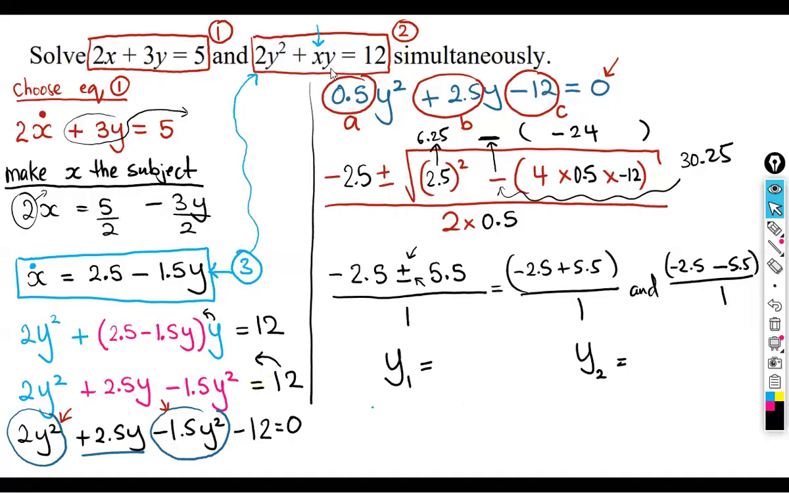First answer is minus 2.5 plus 5.5. 3 is my first answer. And the other one is minus 8. We can all agree with that. 3 and minus 8.